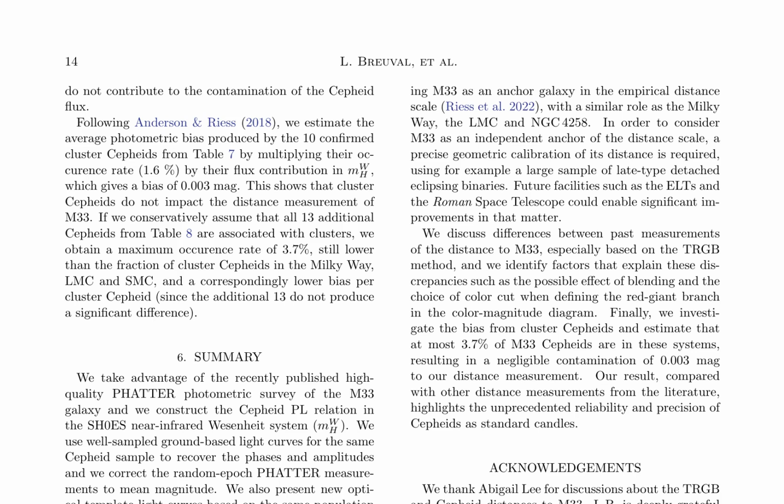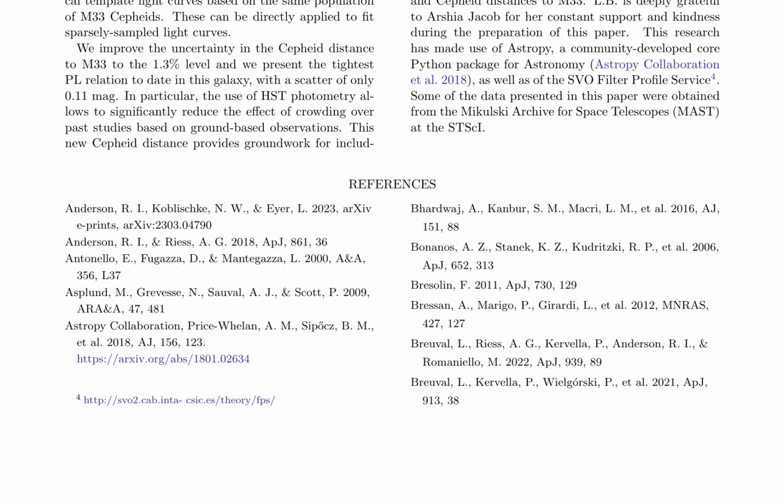A precise geometric calibration of M33's distance is needed to consider it as an independent anchor of the distance scale, which could be achieved using a large sample of late-type detached eclipsing binaries. Future facilities such as the ELTs and the Roman Space Telescope may enable significant improvements in this regard. Differences between past measurements of the distance to M33, particularly those based on the TRGB method, are discussed, with factors such as blending and the choice of color cut for defining the red giant branch in the color magnitude diagram identified as possible explanations for discrepancies.